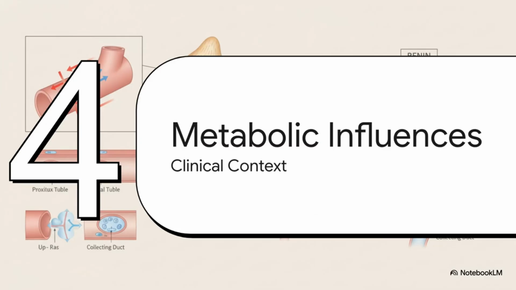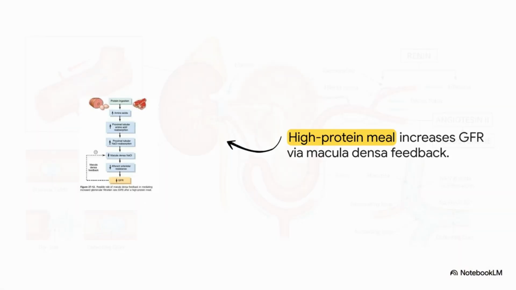Part 5. Clinical Context. Metabolic Influences. Finally, let's ground this textbook physiology in real-world dietary and clinical contexts. What actually happens when we introduce high levels of protein or glucose into this highly calibrated system? Well, when you eat a high-protein meal, your GFR and RBF actually increase by 20 to 30% within just 1 or 2 hours. Why? A high-protein meal increases amino acids in your blood.